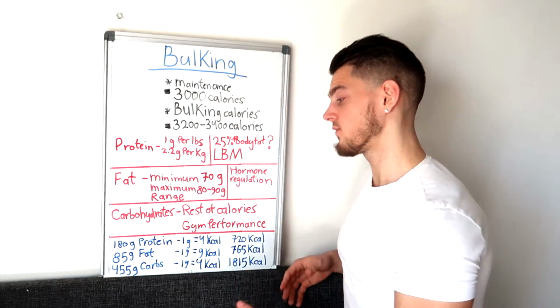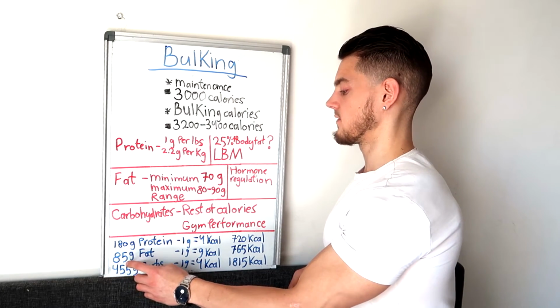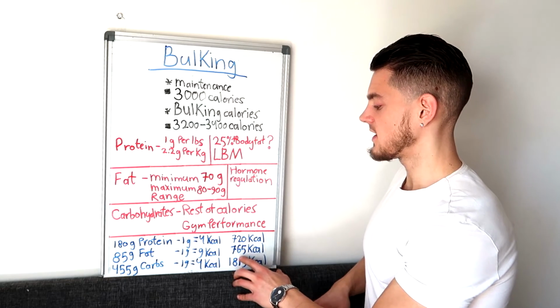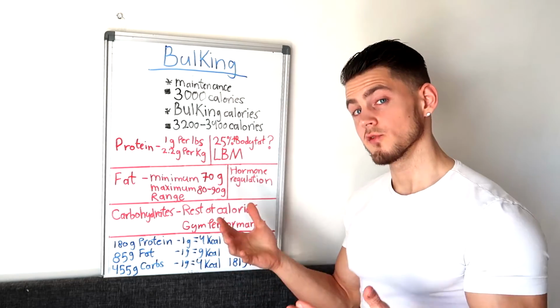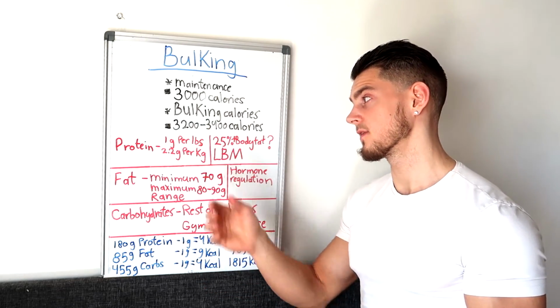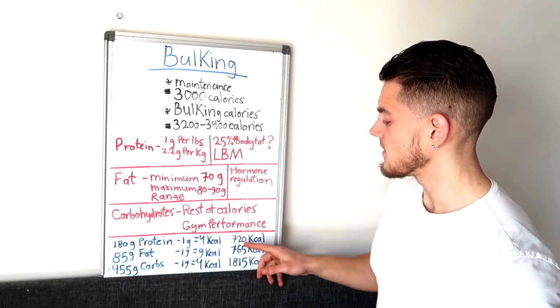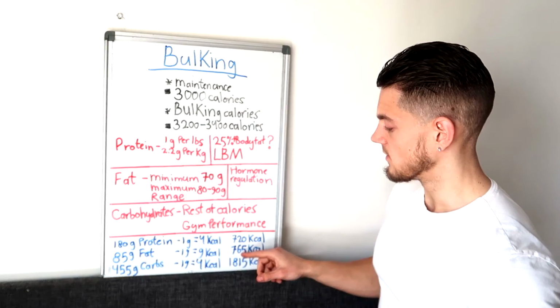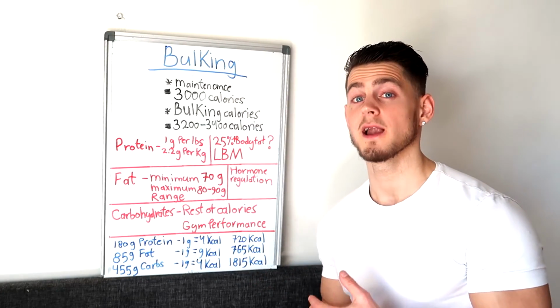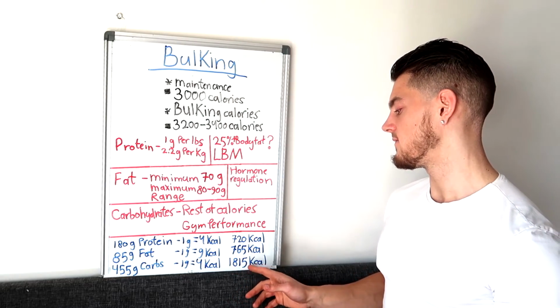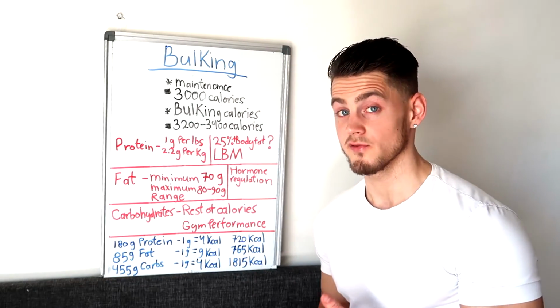We're going to be doing the same for fats, so we have 85 grams of fat multiplied by 9 calories, so then we have 765 calories coming from fats. So then we're going to be taking our 3300 calories, which is our bulking calories. We're going to be taking off 720 calories and then 765 calories, which are the calories coming from protein and fat, which leaves us with 1815 calories, which we can give to carbohydrates.